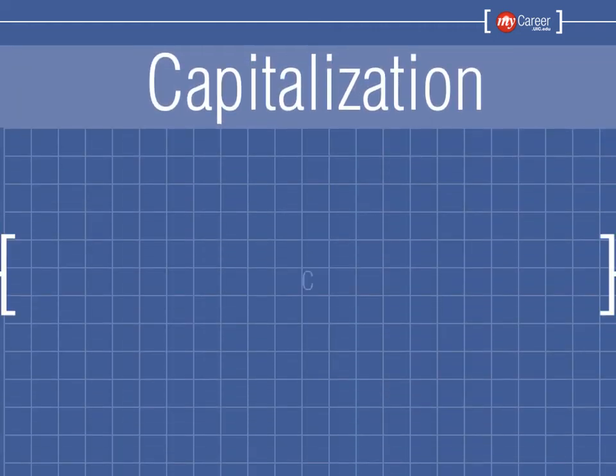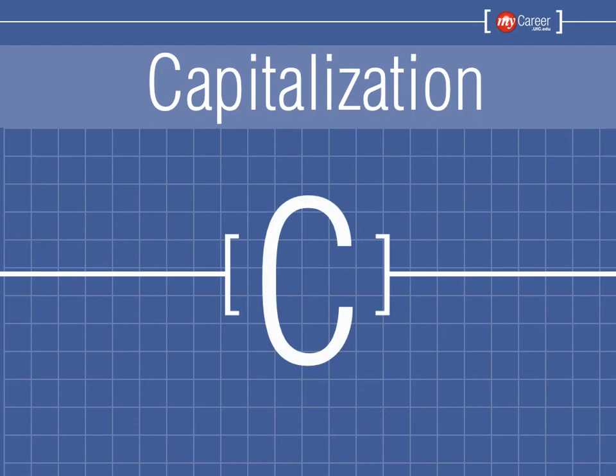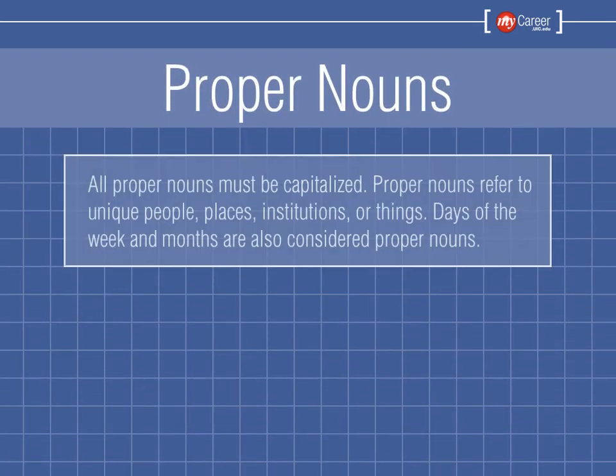Now, let's talk about capitalization. All proper nouns must be capitalized. Proper nouns refer to unique people, places, institutions, or things. Days of the week and months are also considered proper nouns.